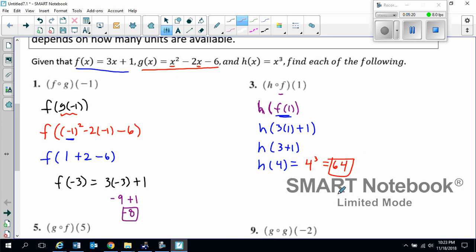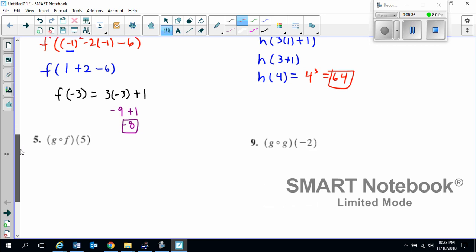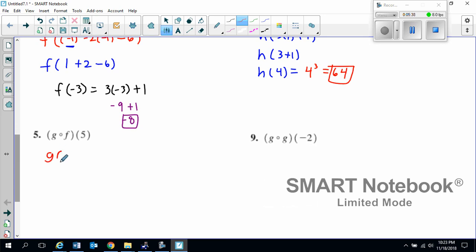Okay. All right. So 5 is kind of similar to number 1, except they switch the order. Okay, so it's g of f of 5. And they also changed the number, obviously. All right, so the f function was 3x plus 1. So this is going to turn into 3 times 5 plus 1.